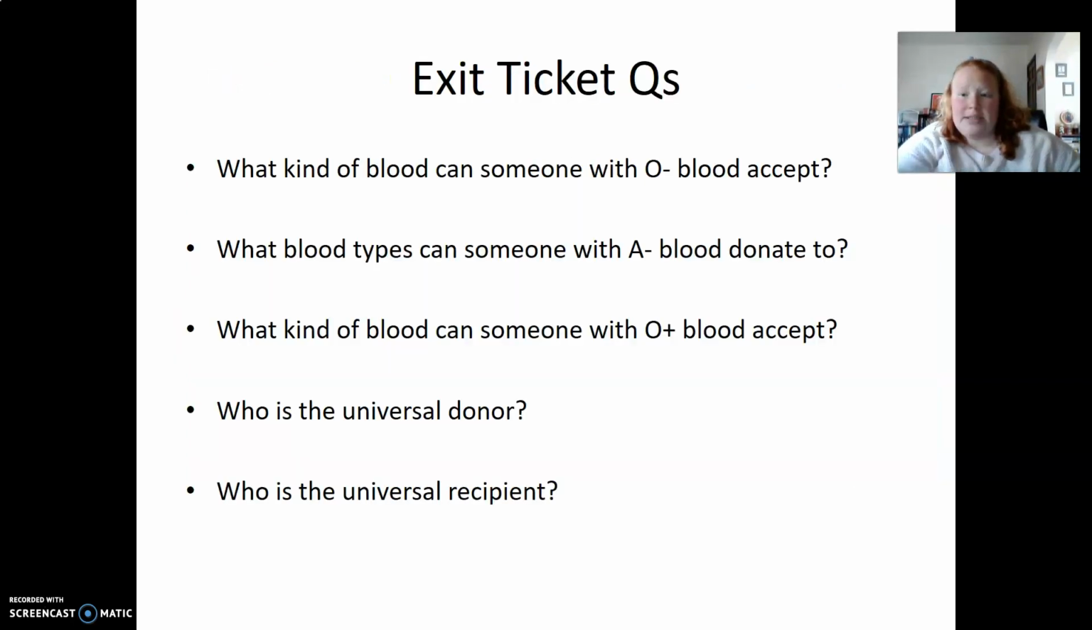Your exit ticket questions. What kind of blood can someone with O negative blood accept? What blood types can someone with A negative donate to? What kind of blood can someone with O positive accept? Who is a universal donor? So who can give to everyone? And who is a universal recipient? Who can get from anyone?